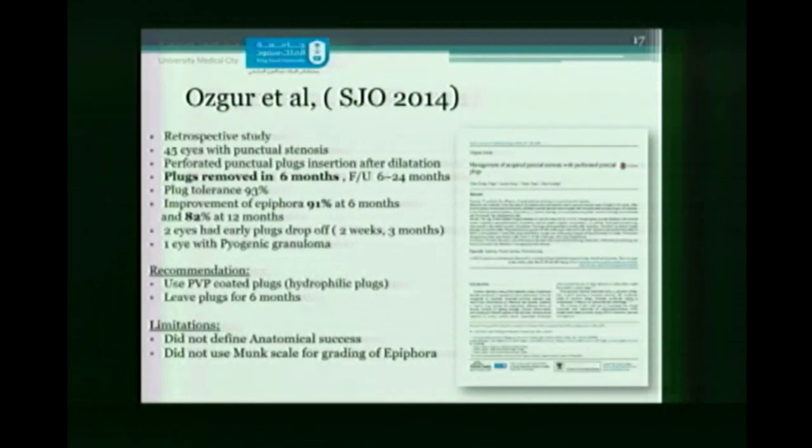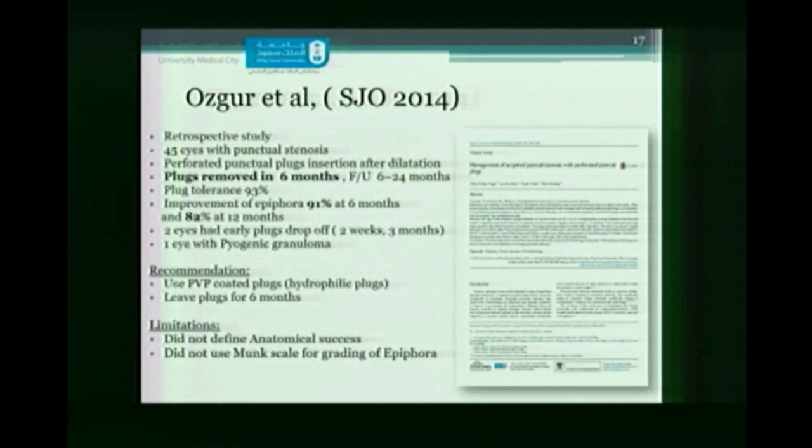We used to keep perforated punctal plugs less than this, but with time, people started to keep them more and more because of the chronicity of the condition. So the plugs were tolerable in 93% of patients. They reported an improvement of 91% at 6 months and 82% at 1 year, with only perforated punctal plugs. 2 eyes had early plug drop-off, and 1 eye had pyogenic granuloma.